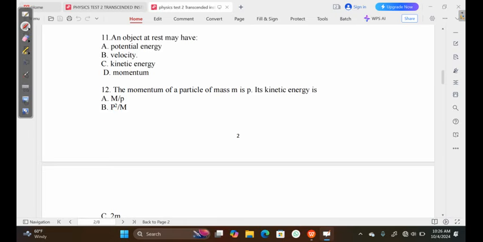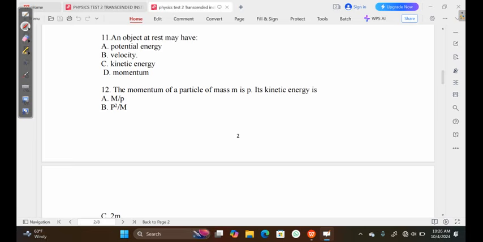when an object is just resting. So that is potential energy. Potential energy is defined as the energy an object possesses due to position. So potential energy is the energy an object is going to have at rest. Question 12. The momentum of a particle of mass m is p.